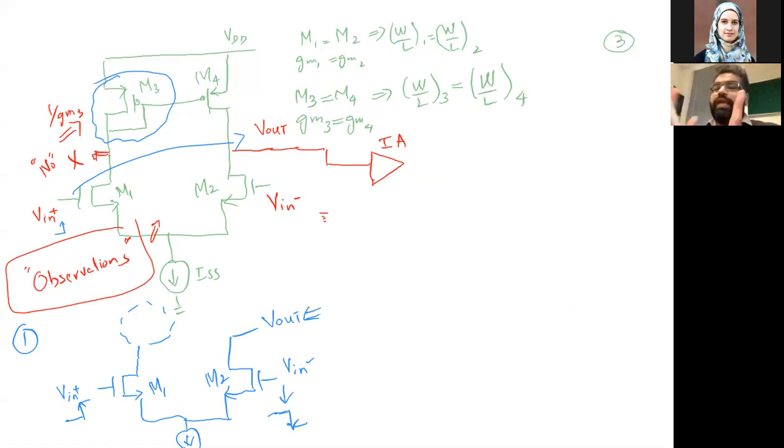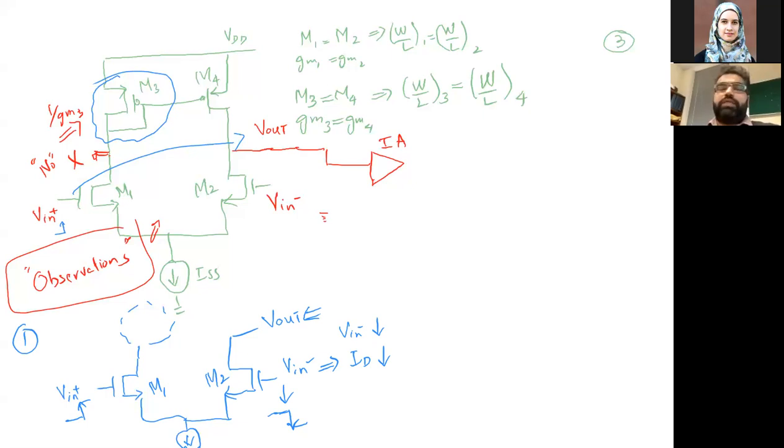Again, at this moment, I'm analyzing it independently, like a superposition. I'm not seeing the effect of M1 that I'm going to bring in a while. But if I bring V in down, what's going to happen? We know that if V in goes down, the current ID will also go down. So V in negative goes down, ID goes down. As ID goes down, what's going to happen? The current is reducing. What will happen with the V out?